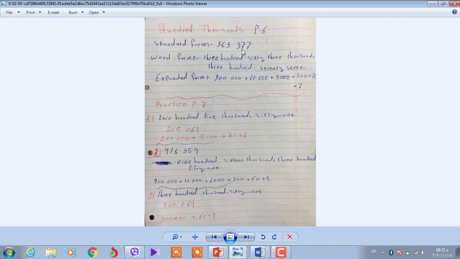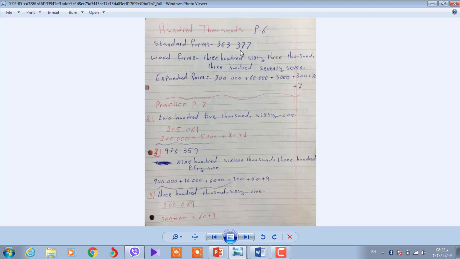363,377. We have 377. Okay, in expanded form, from the greatest place value, we have 3 in the 100,000s place. We have ones, tens, hundreds, thousands, 10,000s, 100,000s. So we have 300,000. In 10,000s we have 6, so we have 60,000, plus, dear student. So 300,000 plus 60,000, and we have 3 in thousands, plus 3,000, dear student.